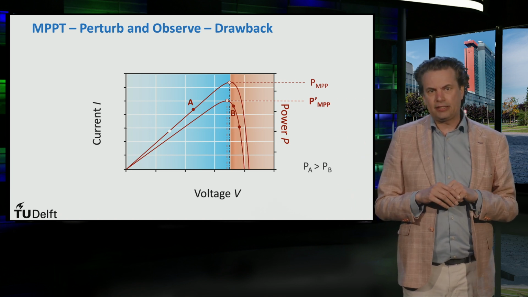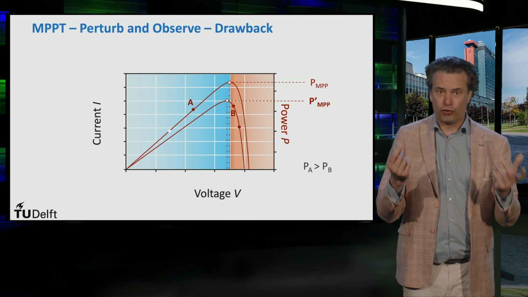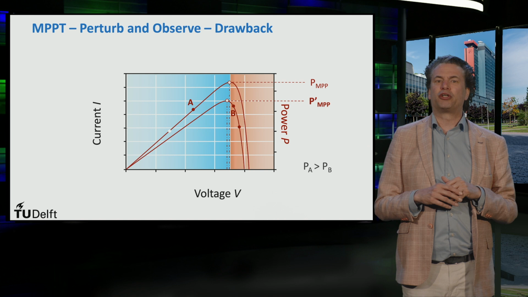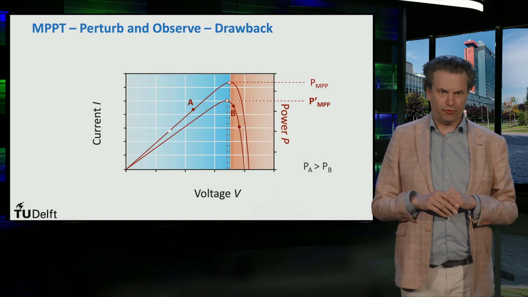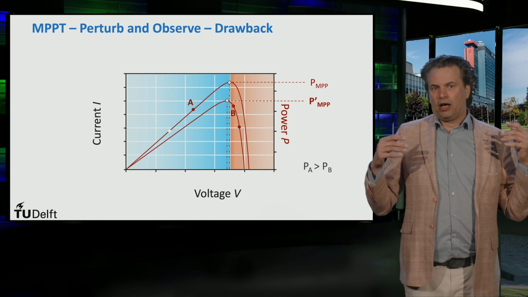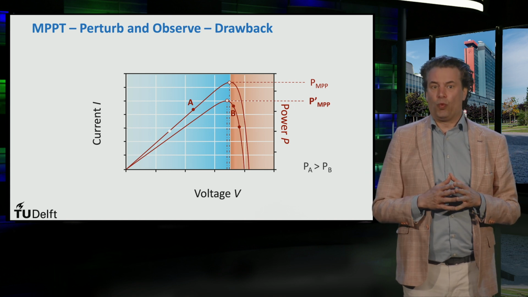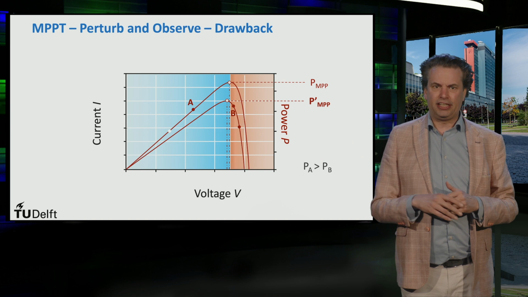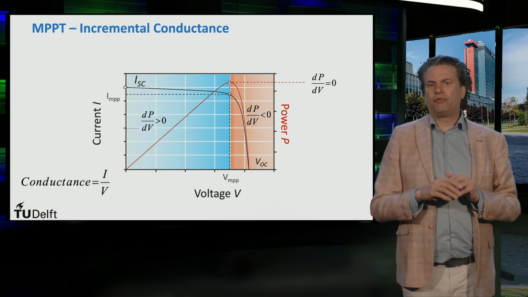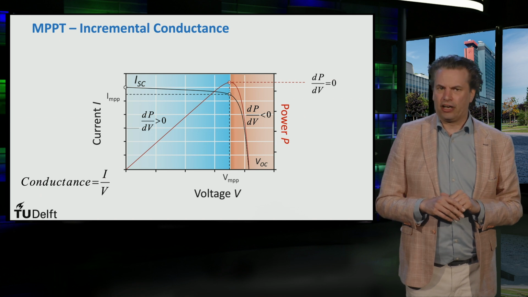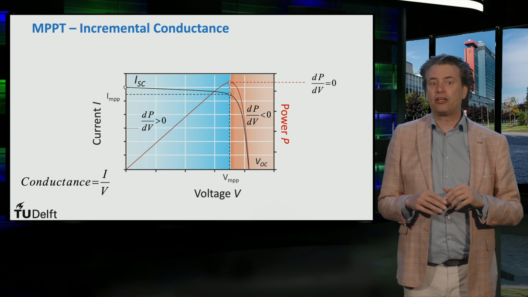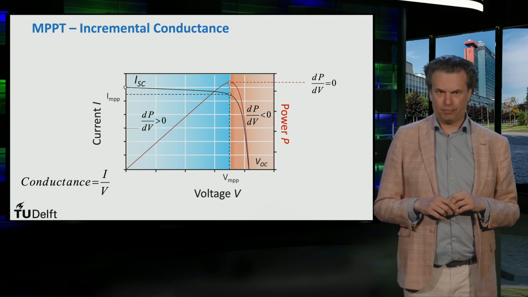This is detrimental to the speed of convergence of the PNO algorithm, which is one of the critical figures of merit in the field of maximum power point tracking techniques. Thus, drastic changes in weather conditions severely affect the algorithm's efficiency. Next, we look at another kind of direct maximum power point tracking algorithm called the incremental conductance method.